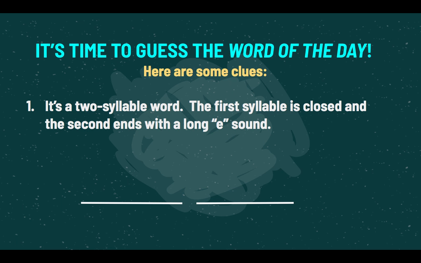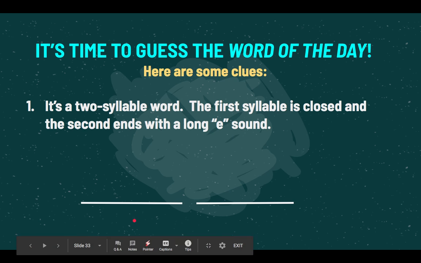The word of the day is a 2-syllable word. The first syllable is closed, and the second has a long E sound at the end. I just drew 2 lines on my screen. You can write 2 lines on your paper to represent each syllable. This one is closed, and this one has a long E sound.